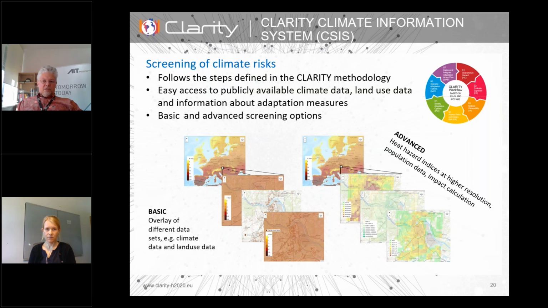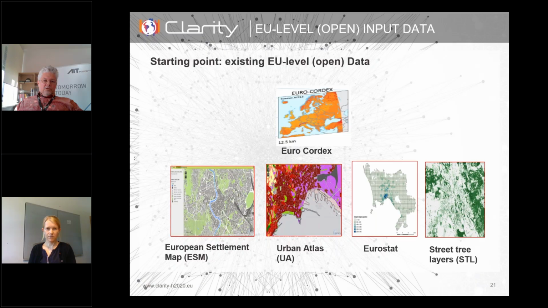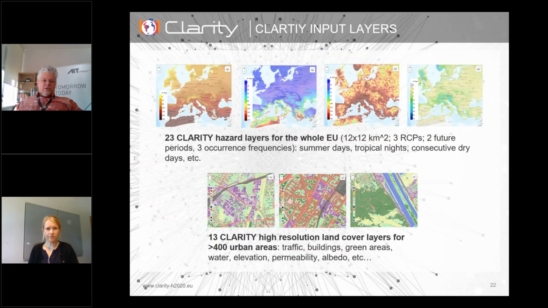The advanced one really does some calculations and downscaling on the fly. It uses this input data. Actually, this is the input data we started with in the project. Some of it, there is some more like elevation and some data which is related to flooding. Then what we did, this is actually what SAMC did. They calculated 23 hazard layers for the whole EU. You can see this is important. It's 12 kilometers square, so you will see nothing on urban level, but you can see changes in time.